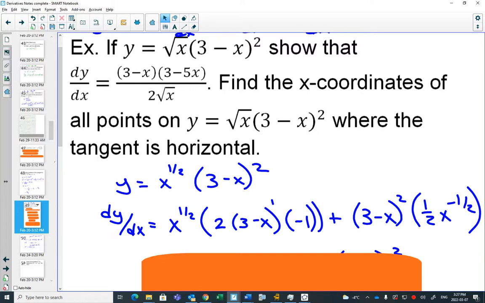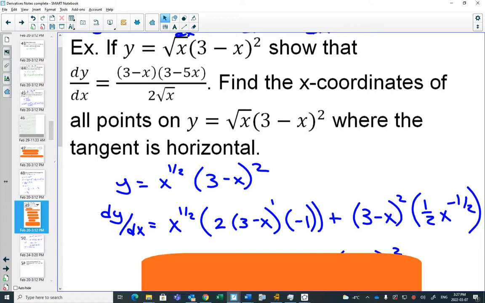So here's our derivative. Does it look at all even close to what we wanted to show? No. We have some work to do. Now, in a show that question, the answer is actually a hint. The answer is a hint because they tell you certain things need to be in your denominator, certain things need to be in your numerator.